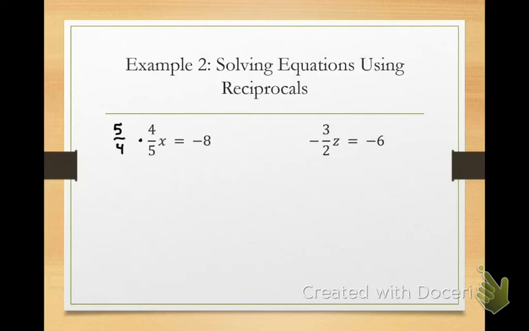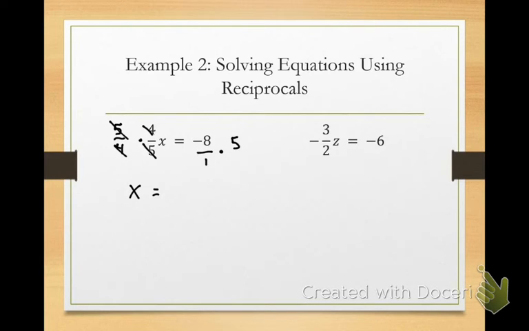All right, now look what happens. And this is great, right? Everything cross reduces. My 5s cross reduce and my 4s cross reduce. And all I have is x. But is my answer -8? No. What did I forget to do? Yes, multiply the other side by what?